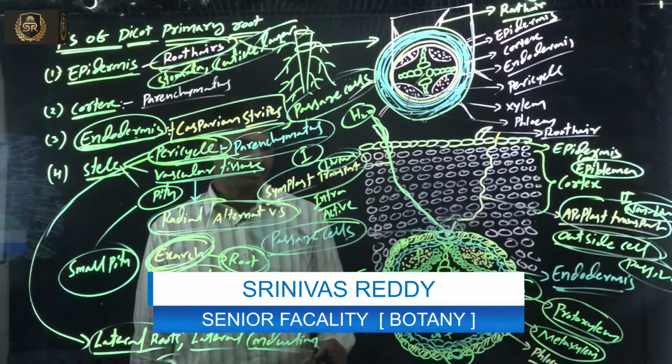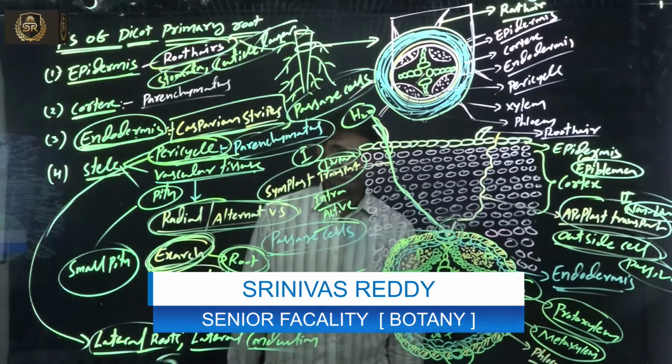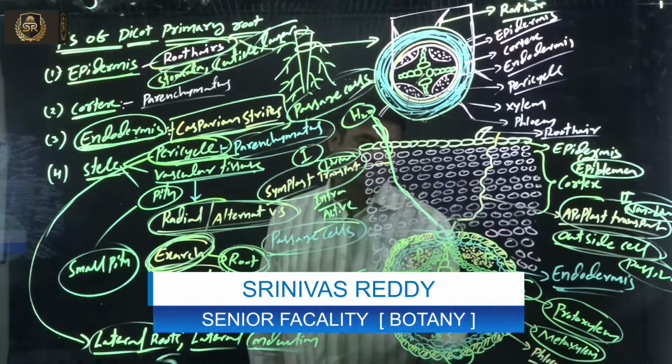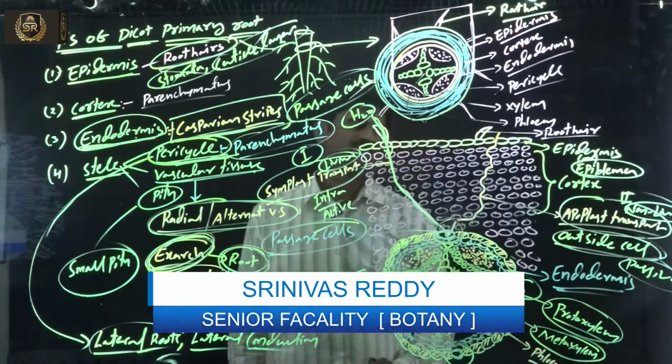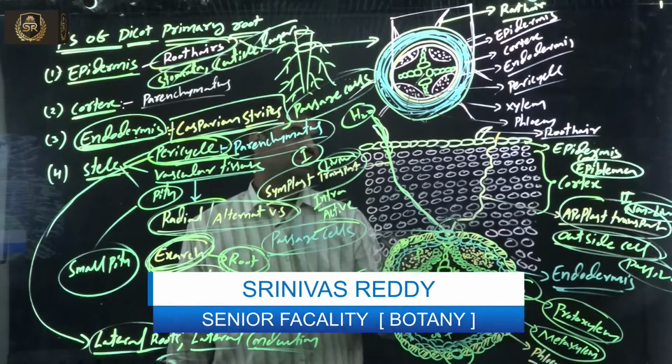Okay, next one, more important. Reduced pith is present. Small or inconspicuous pith is present inside the root region.